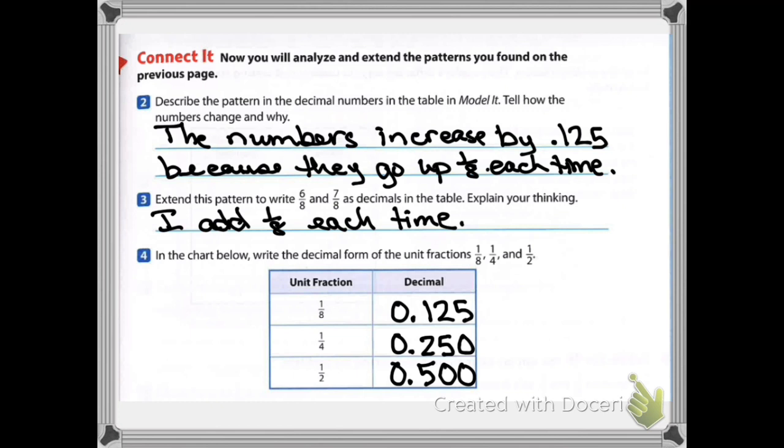Now, let's look and find a pattern. I have 0.125. Pretend there's no 0 point on the front. I have 125. I have 250. And I have 500. So can you find a pattern between 125, 250, and 500? If I multiply 125 times 2, I would get 250. And then 250 times 2, I would get 500.